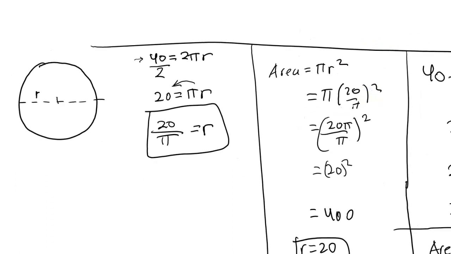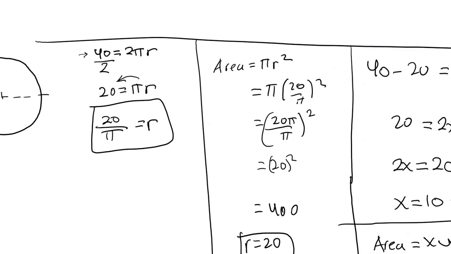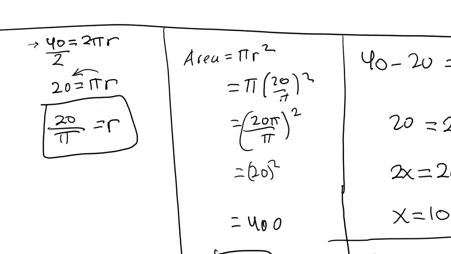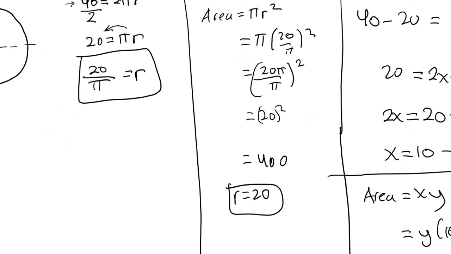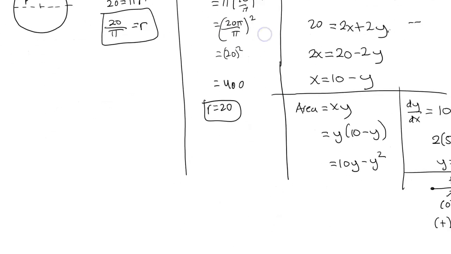So let's find the area of it. Area equals pi r squared. We'll substitute r into the area equation, which will be pi times 20 over pi, squared. So we'll multiply that, so it will be 20 pi over pi squared, and then 20 squared, and then 400. So now our radius is 20.